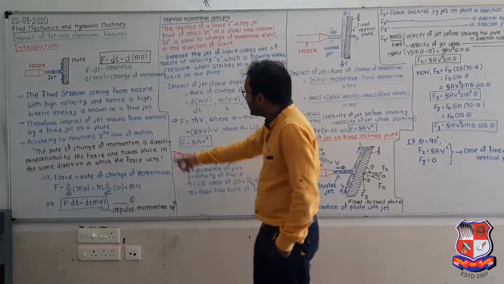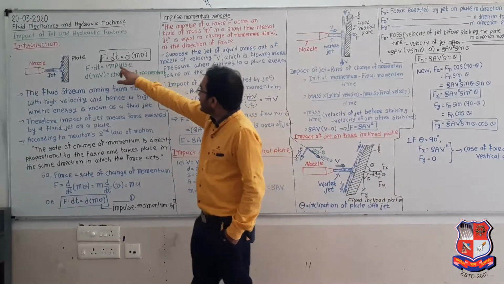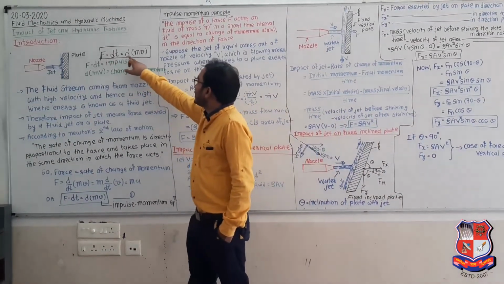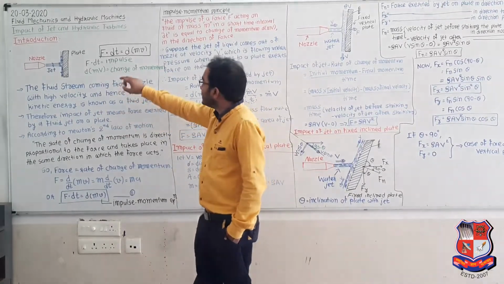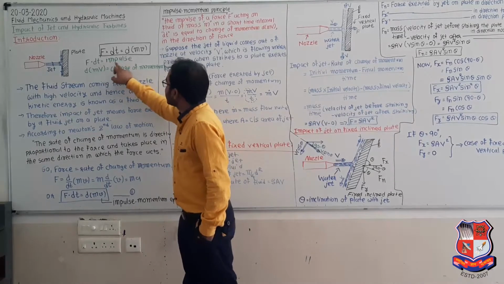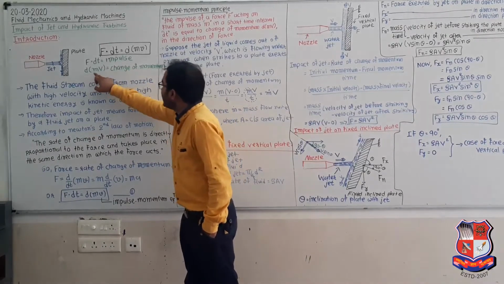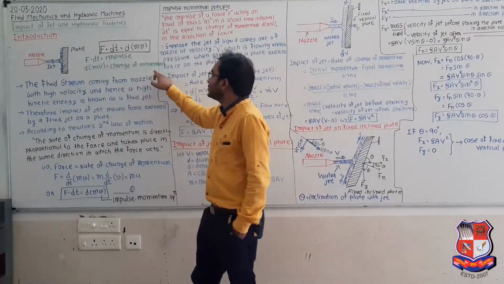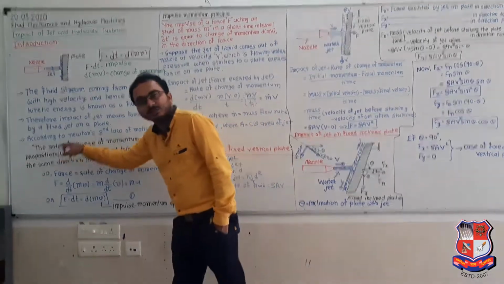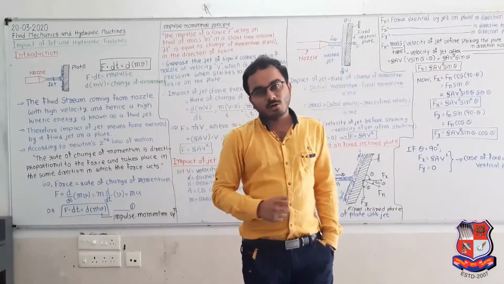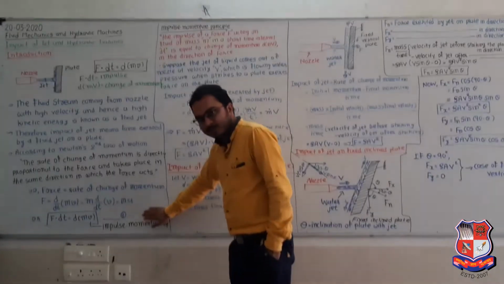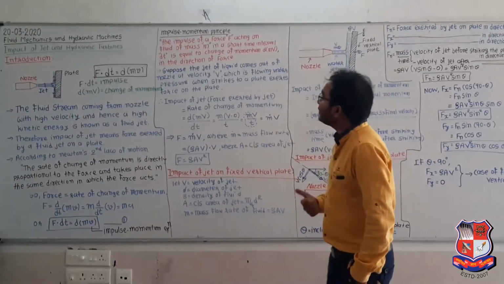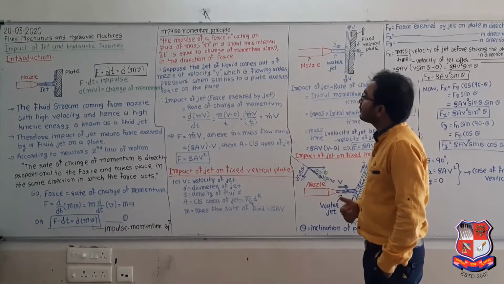The same thing is written here for you, that F into dt is d of m into v, where the important part is written in green. F into dt is equal to impulse and d of mv is change of momentum, which implies our basic statement of Newton's second law of motion. So this is the impulse momentum equation, and now we will see the statement of the impulse momentum equation.